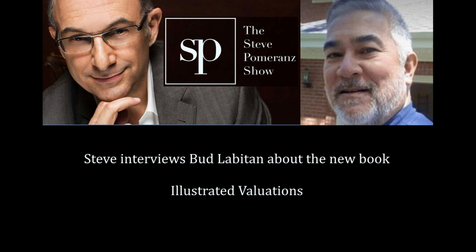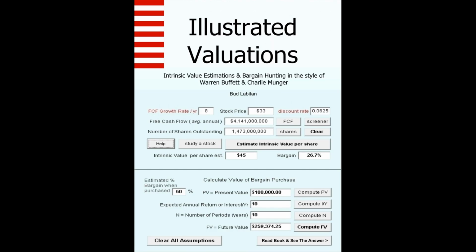I wanted to know how a great company like Pan American World Airways, which was such a dominant airline when I was a kid, how did such a company with an enormous moat go into bankruptcy? And came to find out it was several factors like the inflation of the mid to late 70s, the increasing competition of low-cost carriers, and also some political intrigue in there, which the reader will have to read about. And Buffett had a lot to say about inflation and how it affects companies, and you also put that in the book as well. The book is Illustrated Valuations, the author Bud Labitan.